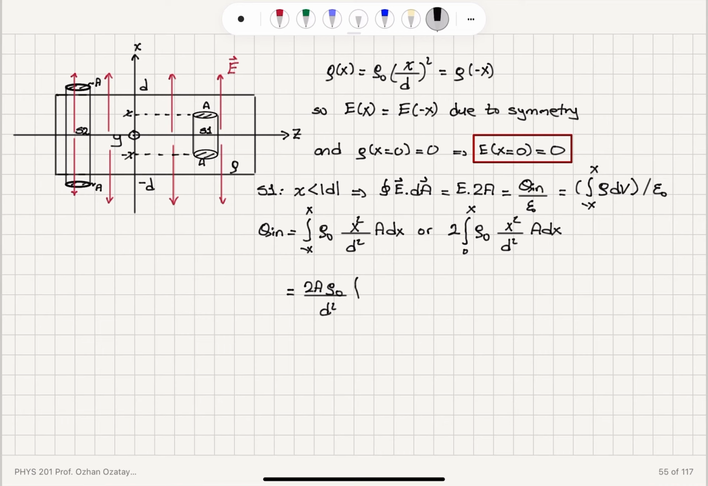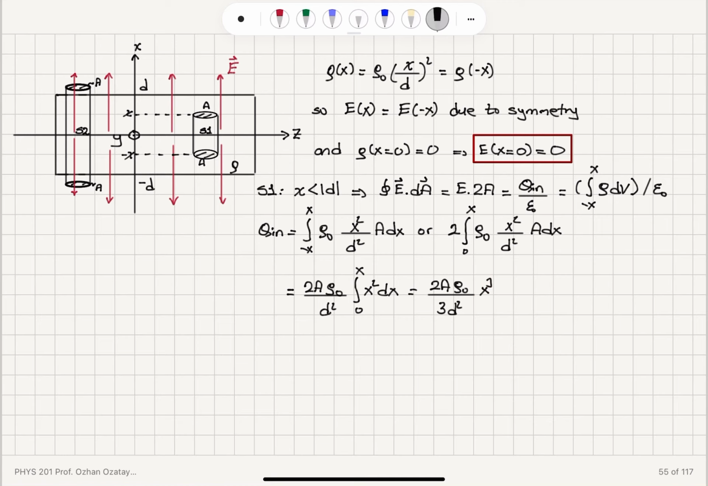I have the integral from 0 to x of x squared dx. The integral of x squared dx is x cubed divided by 3. So this will give me 2a rho 0 divided by 3 d squared, and then I will have x cubed. Now, x cubed is to be evaluated between 0 and x, but that is equal to x cubed.